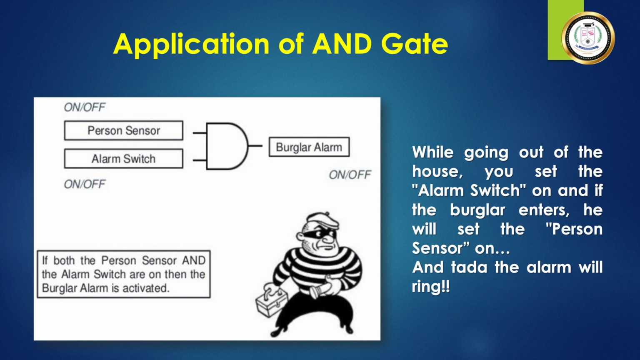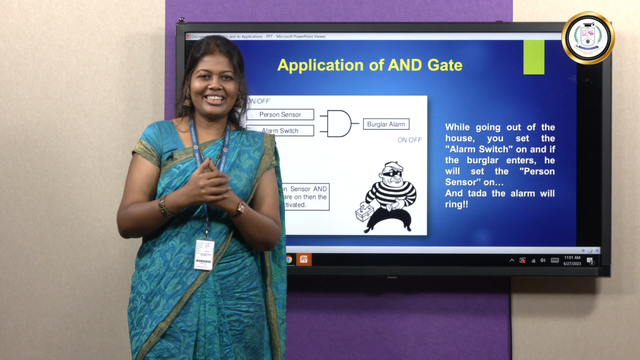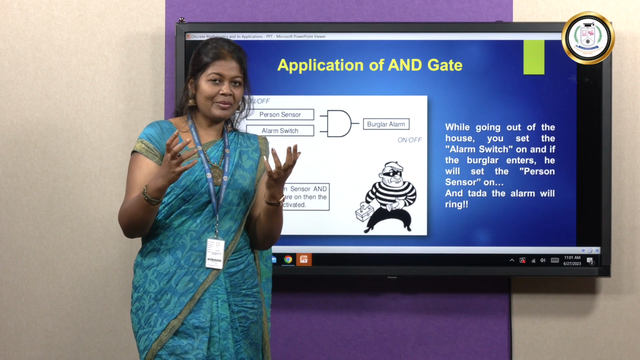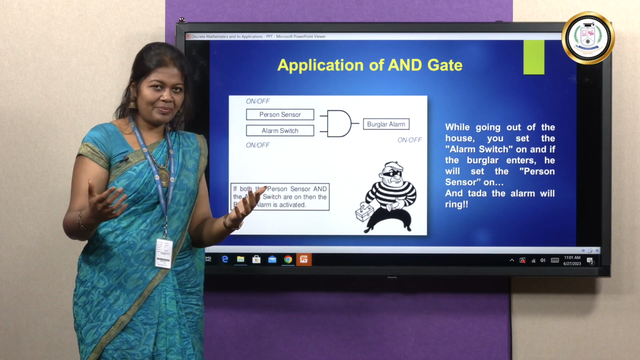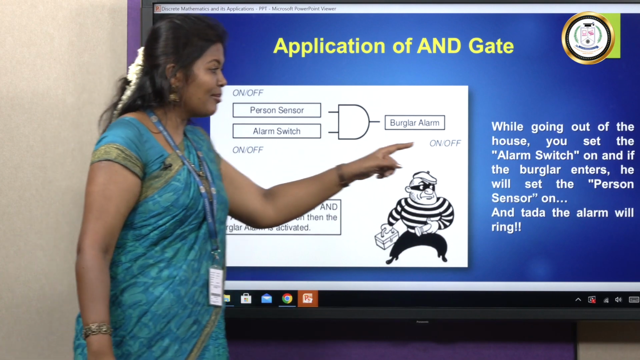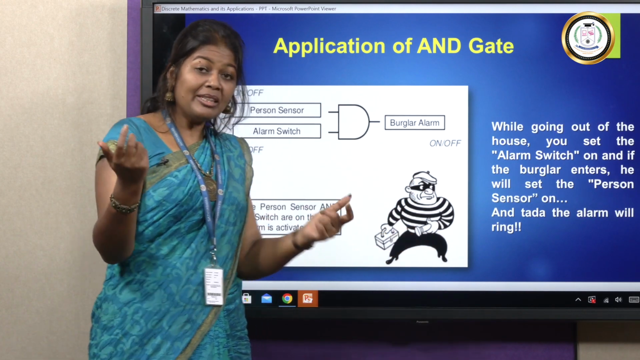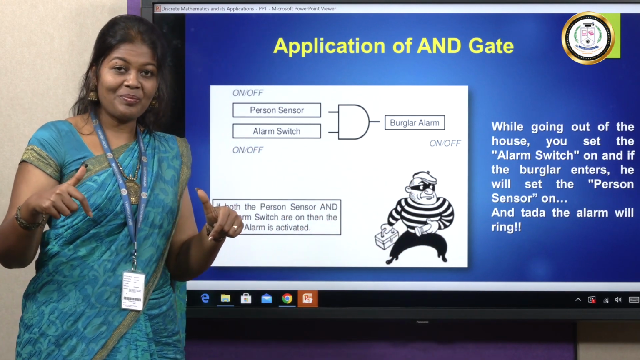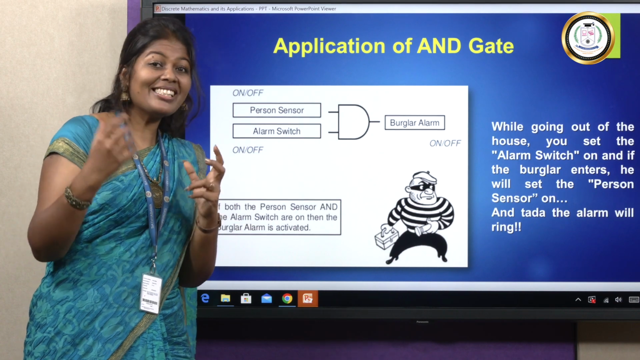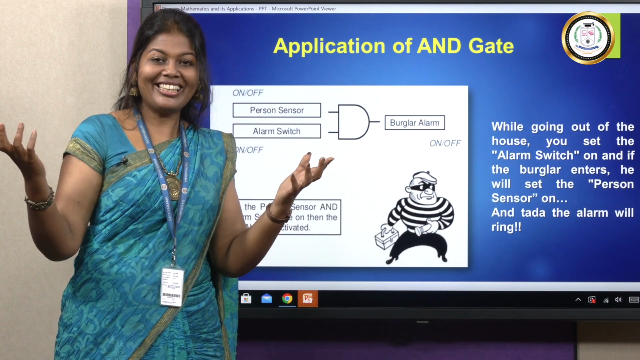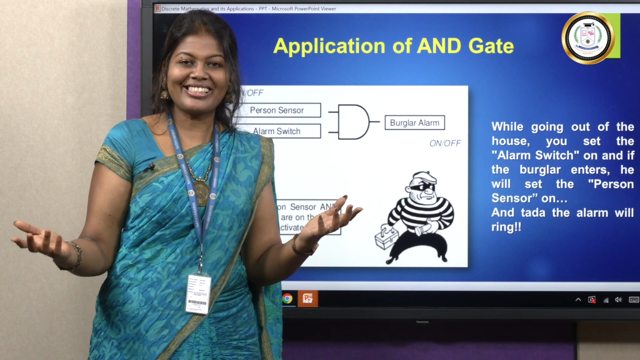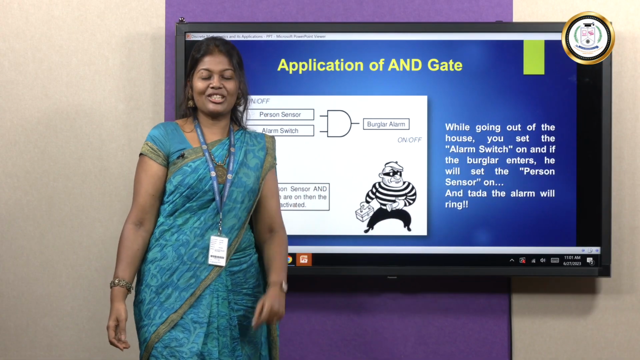Now, let's look at the application of the AND gate. We all know the burglar alarm, right? How does it work? Supposing you're leaving the house, you set the alarm switch on. And when the burglar gets into your house, he sets the person sensor on. And that's how the alarm bell rings. This is a direct application of the AND gate.